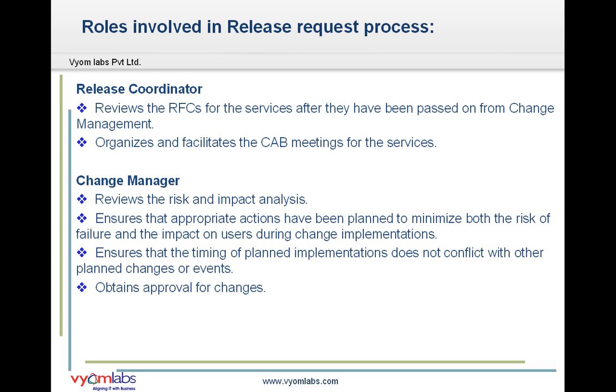He would be the one reviewing the risk and impact analysis to make sure that it has been performed thoroughly. He also ensures that the appropriate actions have been planned to minimize both the risk of failure and the impact on the users during change implementation. He ensures that the timing of planned implementation does not conflict with other planned changes or events. And finally, he would be obtaining approval for the changes.